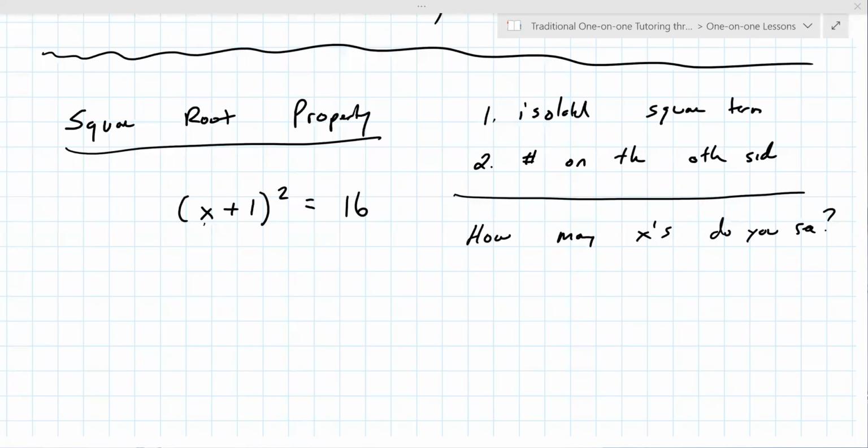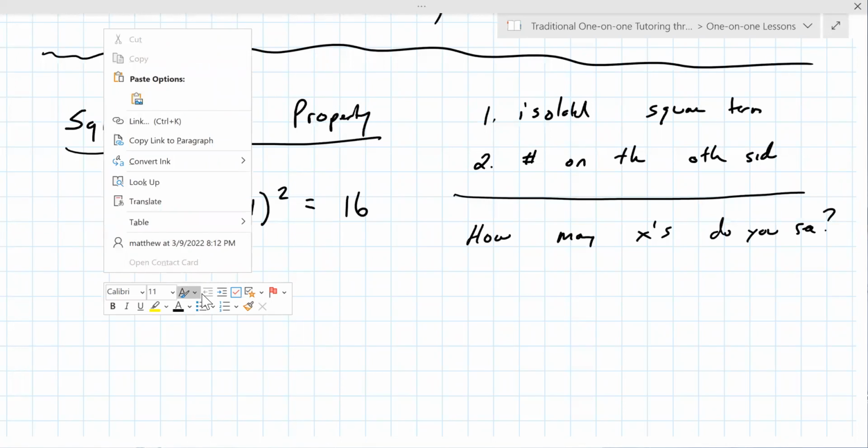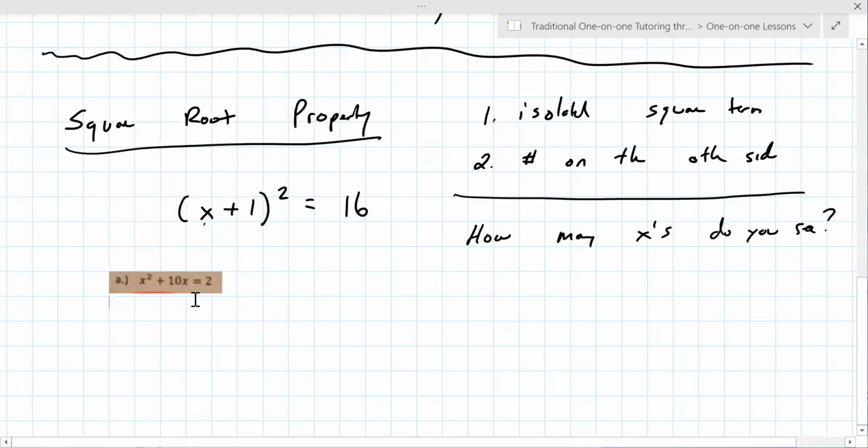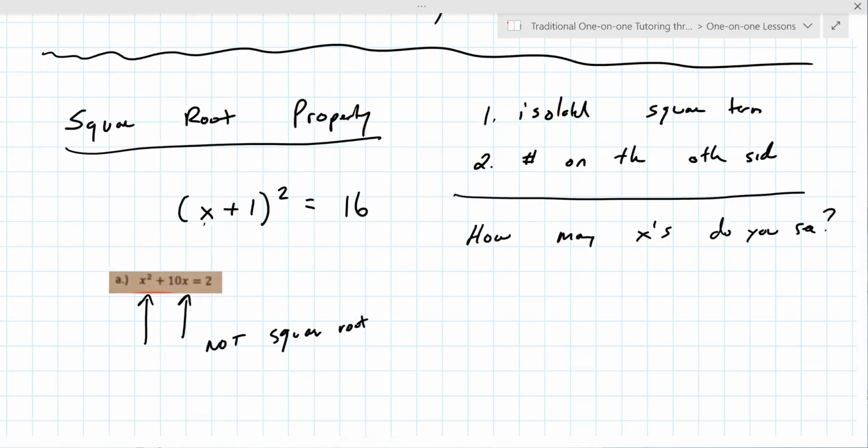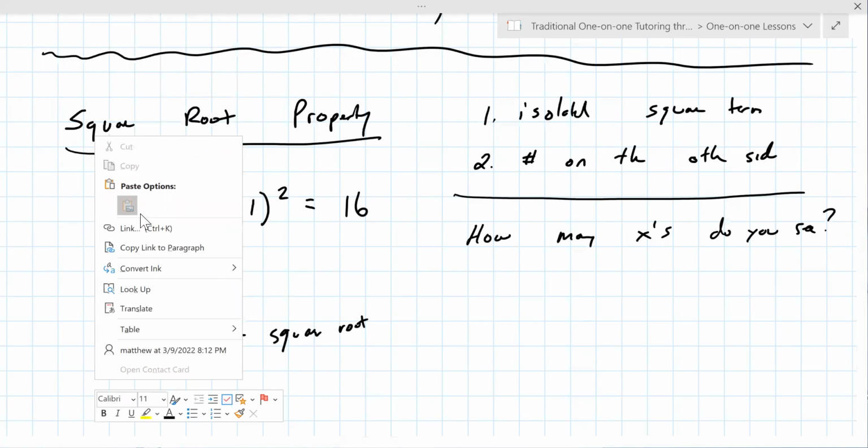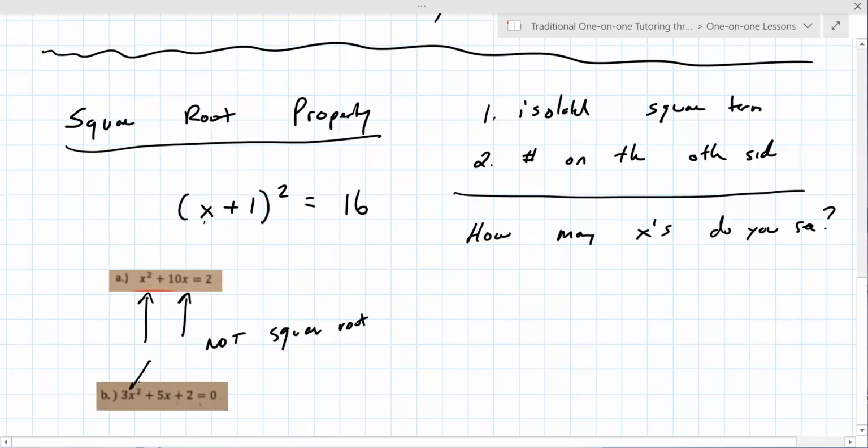Sorry, say that one more time. I'm going to snip it in so you can see. These are not square root properties, but I want you to see why. There's an X there, and there's an X there. Okay, so this is not square root property. And in B, kind of the same deal. See how there's more than one X? Yeah. So then square root property.